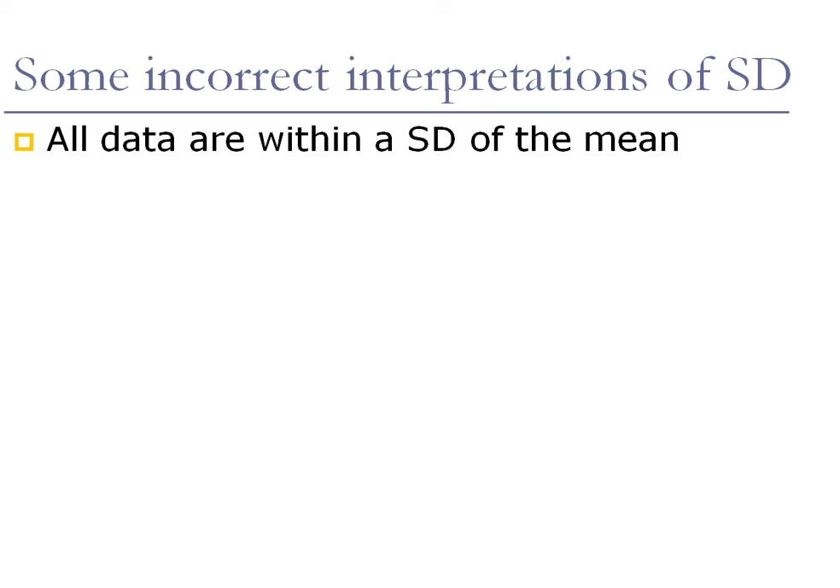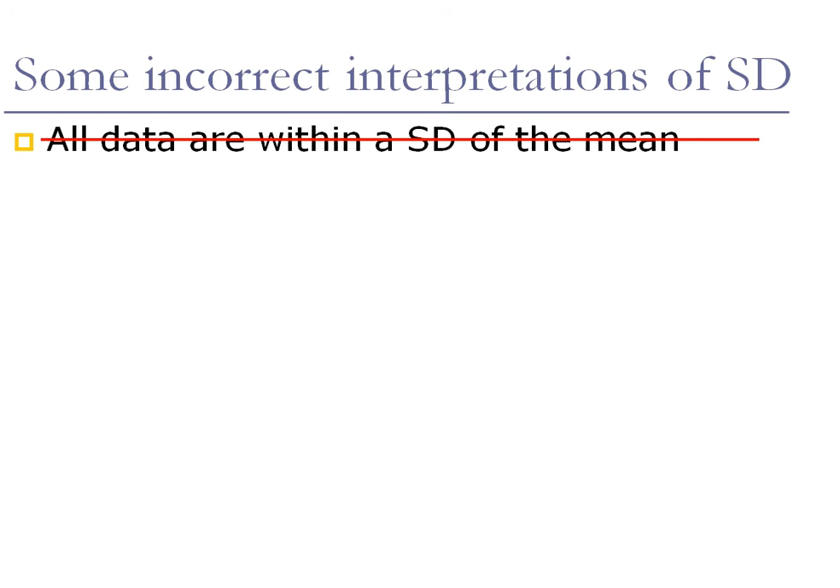Some people, for instance, believe that all data of a data set are within a standard deviation of the mean. This is confusing the standard deviation with the range. Remember, all data of a data set are within the range from the minimum and the maximum, but that has nothing to do with the standard deviation. So this is definitely incorrect.